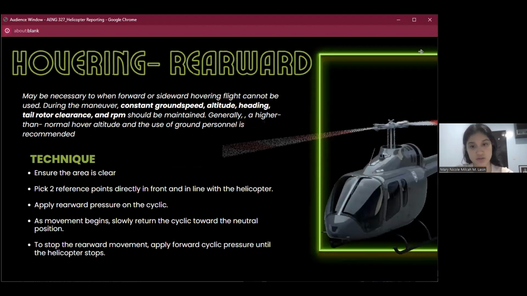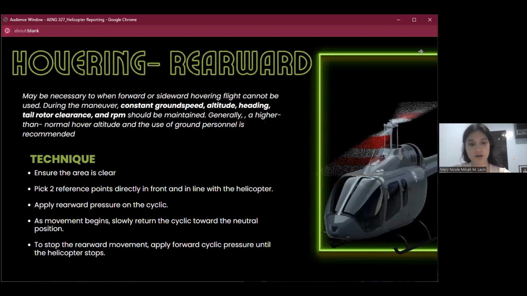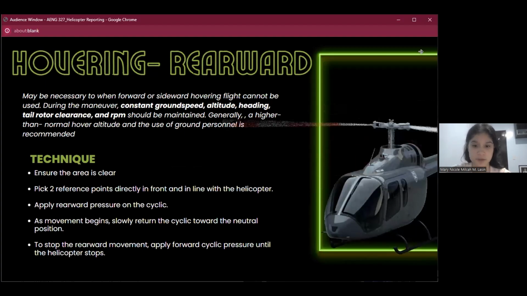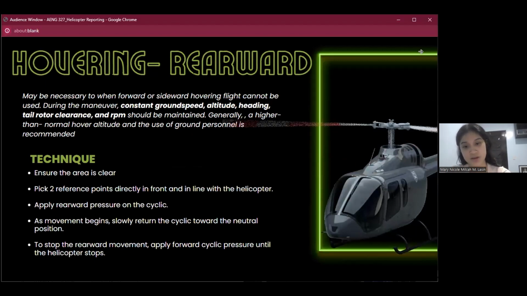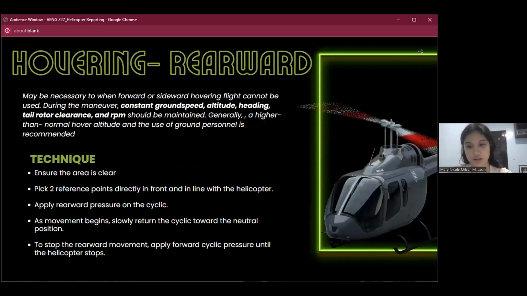The technique to do the hovering rearward is just like the forward hovering but in the opposite direction. The technique is first to ensure the area is clear. Second is to pick two reference points directly in front and in line with the helicopter. Then apply rearward pressure on the cyclic, and as the movement begins, slowly return the cyclic toward the neutral position. To stop the rearward movement, apply forward cyclic pressure until the helicopter stops. Next slide.